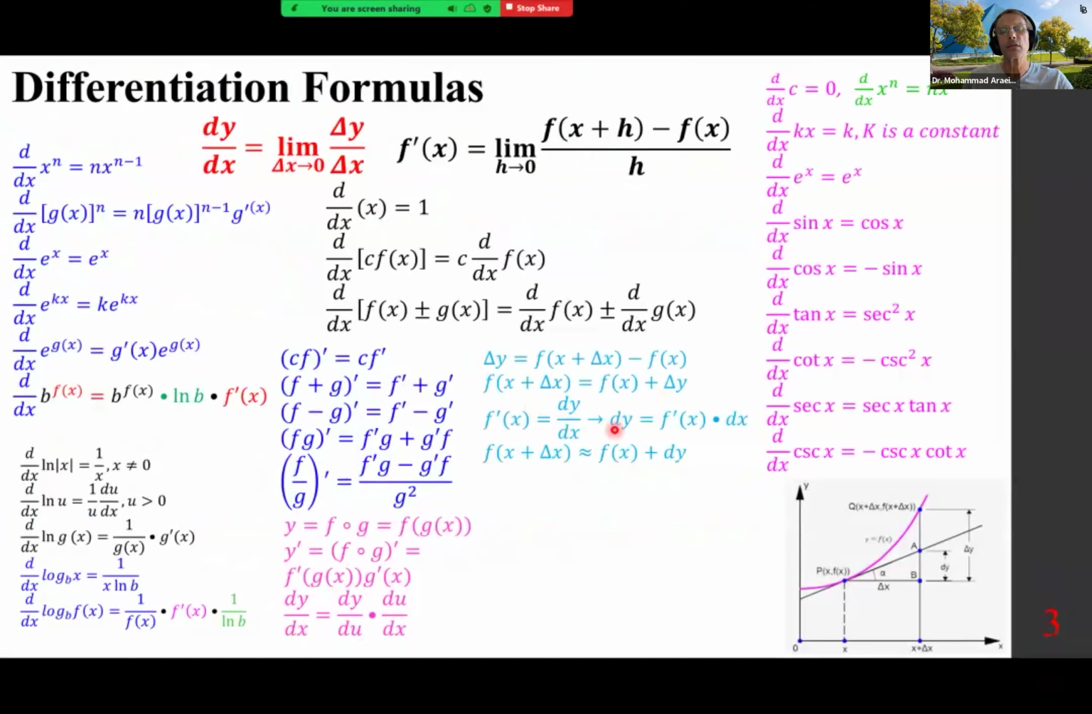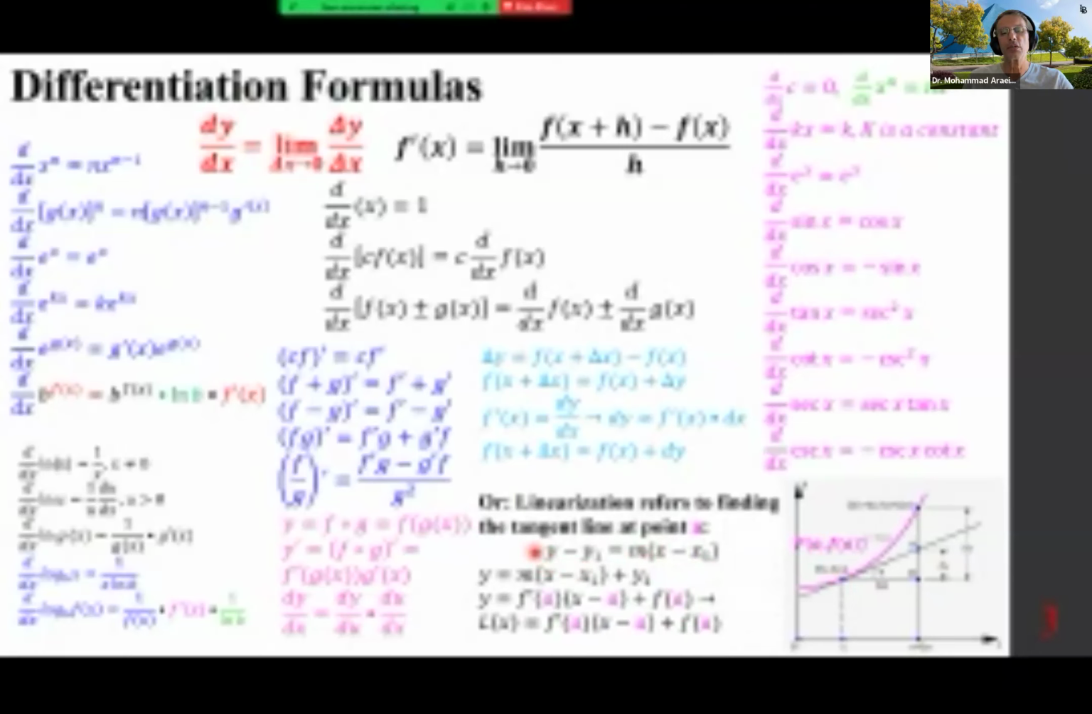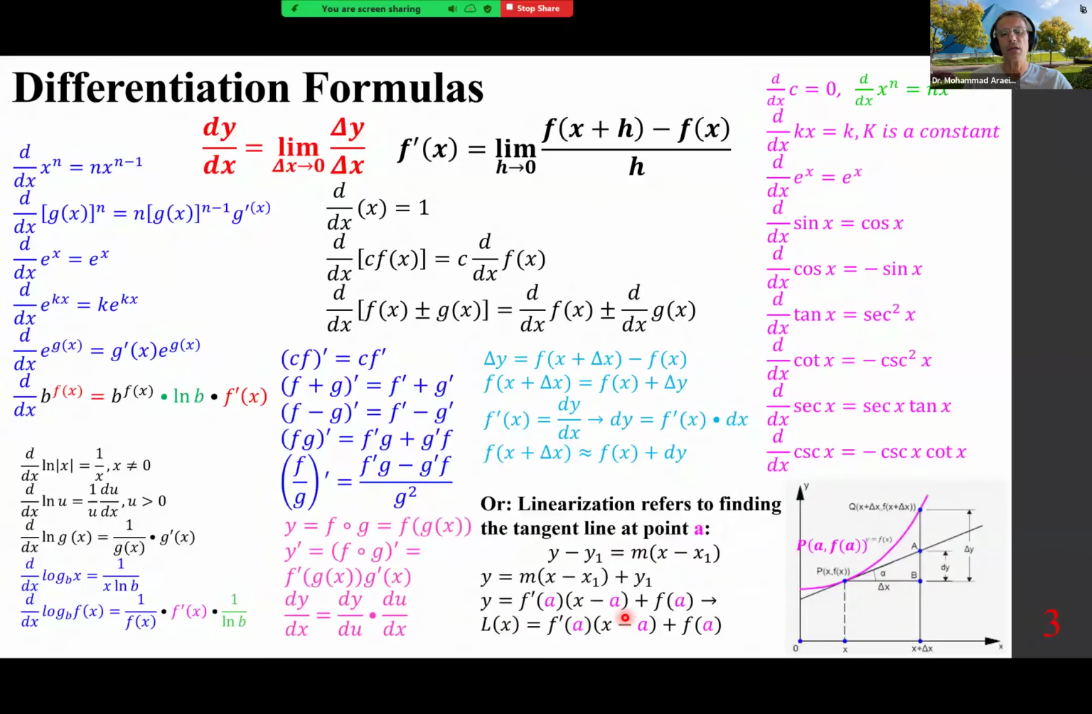Delta y versus dy is explained here. Delta y is the rise along the curve. Dy is the rise along the tangent line. And if we give this point coordinates a and f of a, using the point slope y minus y1 equals m times x minus x1, we can find the linearization, which is known as the tangent line. You don't have to memorize this formula, just stick with the point slope and it'll do the job.